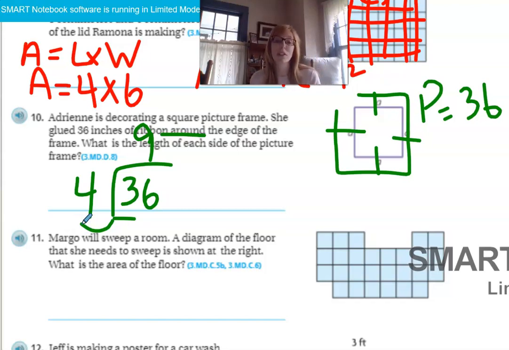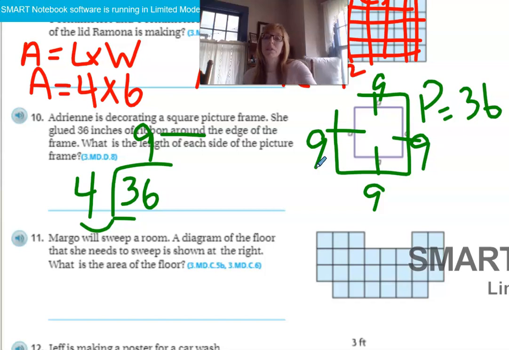So every single side is going to be 9, because it's going to be 9 plus 9 plus 9 plus 9, because perimeter is length plus width. So you have 9 plus 9 is 18, plus 9 is 27, plus 9 is 36. And that would be 36, and it would be inches.